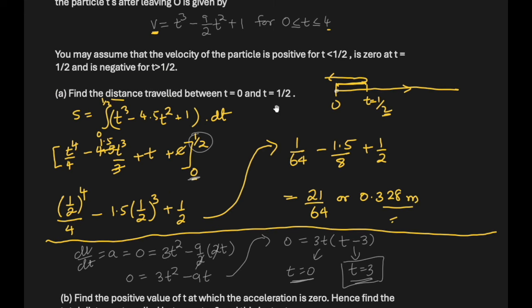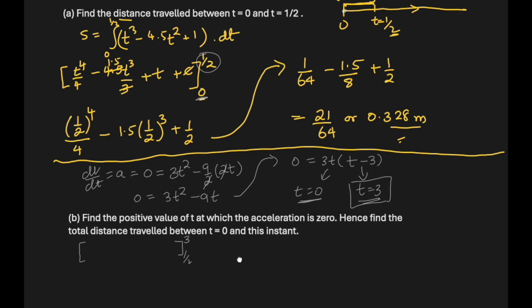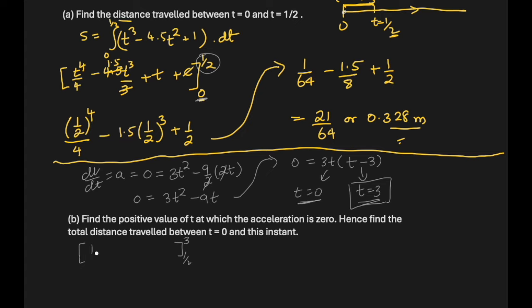Clearly they have said it's positive for t greater than half. Sorry, it is negative for t greater than half. No changing of direction after that till 4, and we got 3 which is less than 4, so we don't have to worry about change of direction. Okay, so it was t^4 over 4 minus 4.5 t^3 over 3 plus t plus c. Let's substitute. Half we already know, but 3 we will substitute.